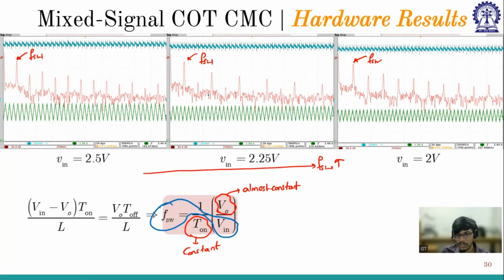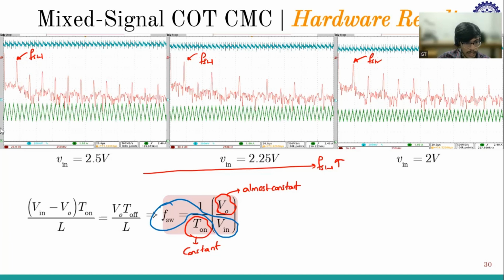Now, if you see the ripple here, the ripple here, and the ripple here, and the ripple here. So the inductor current ripple is decreased when V in is decreased. So how do I capture it? I know that delta IL is equal to (V in minus V naught) into T on by L, right?